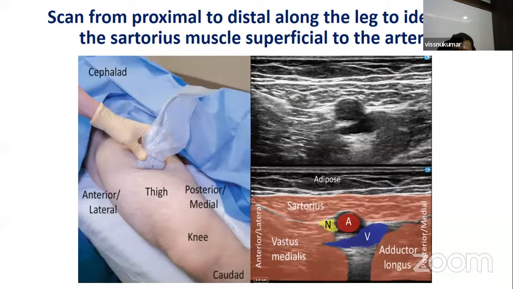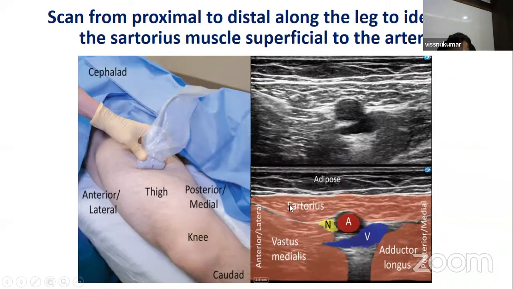Now initially we are just scanning from this region for identifying the femoral artery. Trace the femoral artery as you go down, and once you reach the mid portion, the femoral artery lies exactly under the mid portion of the sartorius muscle, which is the triangular muscle. Sir, you should not ask that this is not a triangle. Actually, the transducer is being applied with so much pressure that it is losing its triangular shape.